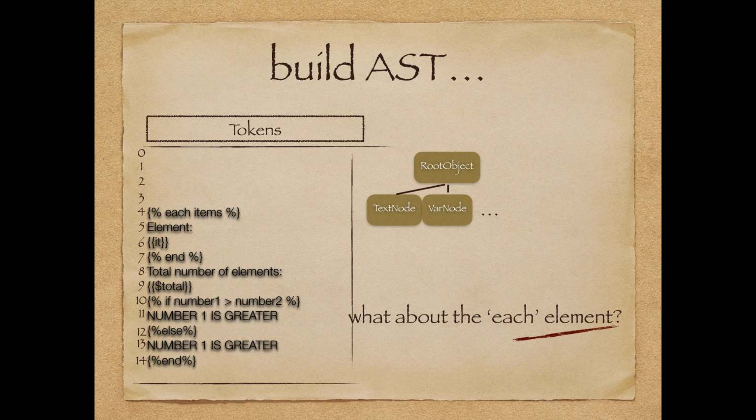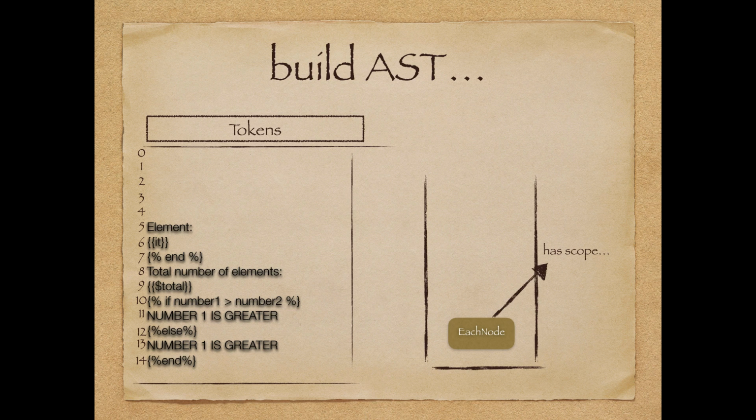Each element, or each token, is a special one. It contains a variable named items. Variable items is usually an array. If this array contains 100 elements, then the content between the token named each and the end token must be generated 100 times. So let's create the each node and process its content.